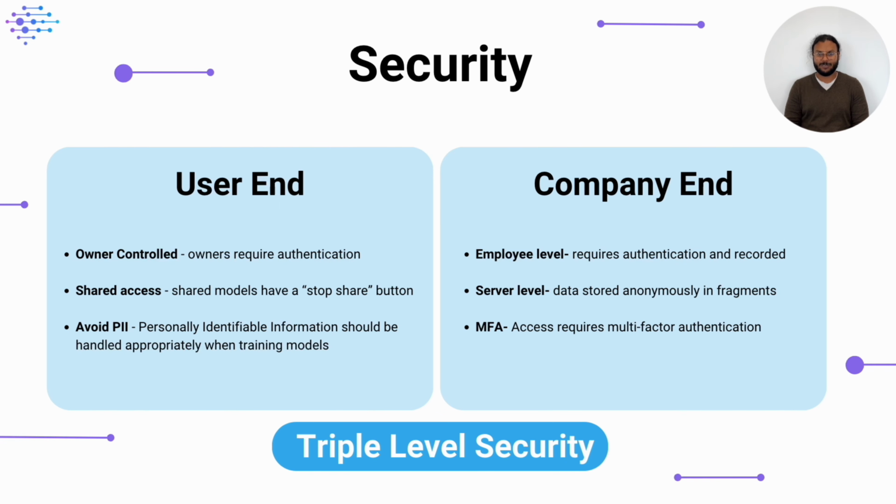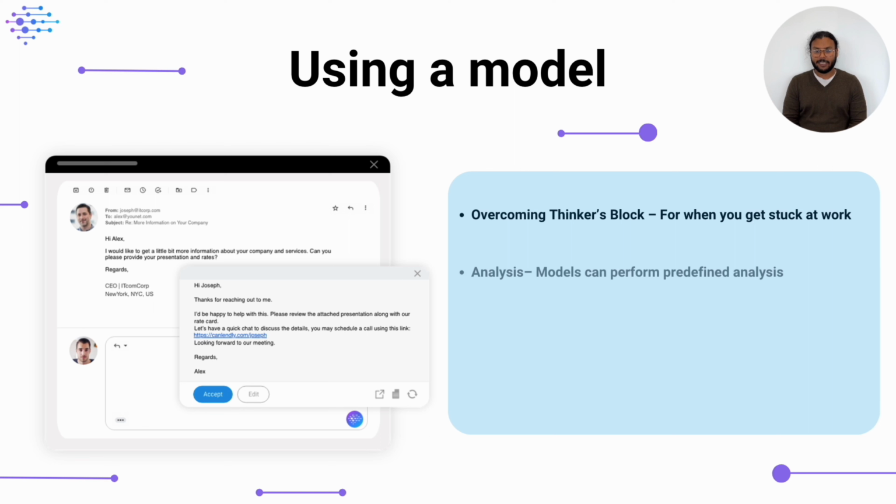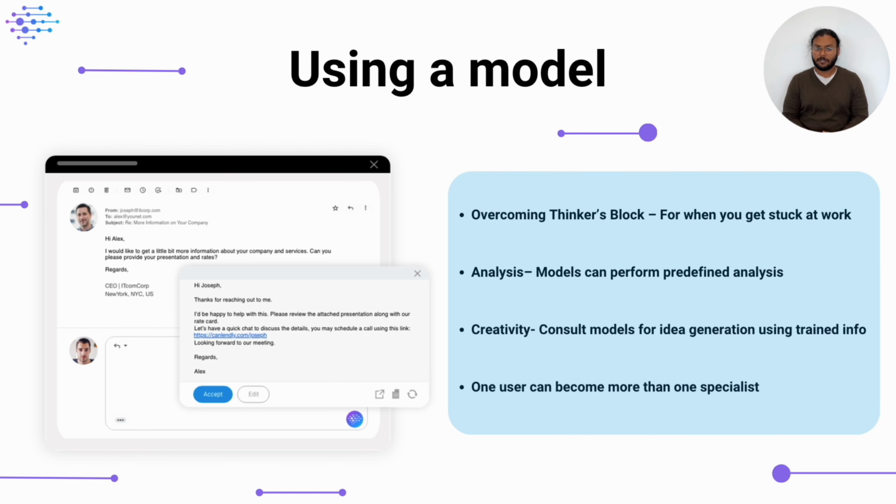So stay tuned. Using a model couldn't be easier. It comes in handy, particularly when you get stuck with thinker's block. Simply ask your model to help discuss a potential solution. You can also use the model to analyze complex information and simplify it. Invoking creativity is the greatest strength of the models. Use trained info for idea generation to make brainstorming sessions more productive.